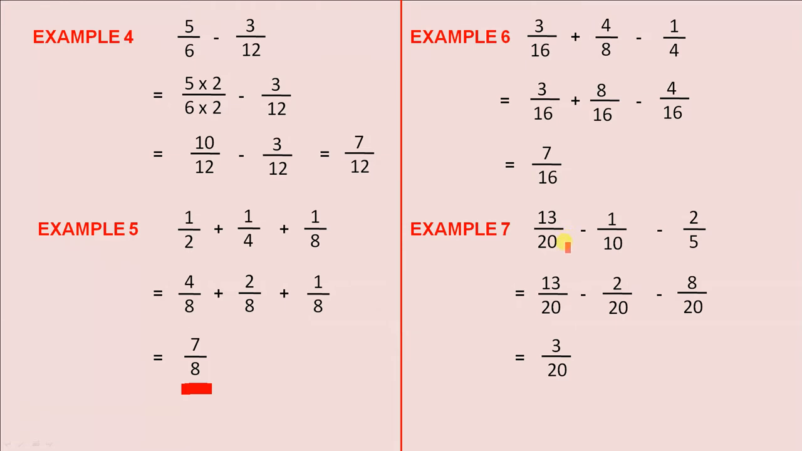Example 7. We have two minus signs here, but we still apply the same principles. We need to make that denominator a 20 and that denominator a 20. So here we multiply top and bottom by 2. That gives us 2 over 20. Here we multiply top and bottom by 4. That gives us 8 over 20. So 13 over 20 minus 2 over 20 minus 8 over 20. 13 minus 2 is 11. 11 minus 8 is 3. So it gives us 3 over 20. And that's the answer.